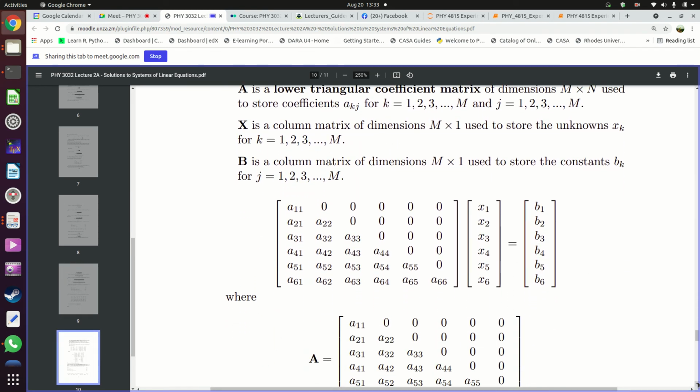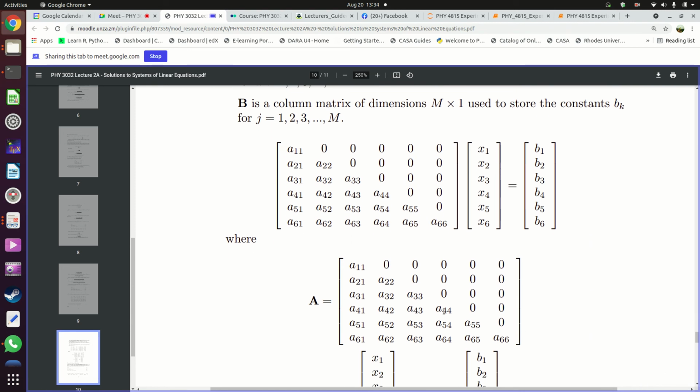So you end up with the coefficients: A11 0 0 0 0 0, then A21 A22 0 0 0 0, then A31 A32 A33 0 0 0, then A41 A42 A43 A44 0 0, then A51 A52 A53 A54 A55 0, then A61 A62 A63 A64 A65 A66. This is going to be your matrix A. Then this bit here, X1, X2, X3, X4, X5, X6, is going to be your column matrix X. Then B1, B2, B3, B4, B5, B6 is going to be your column matrix of constants B.